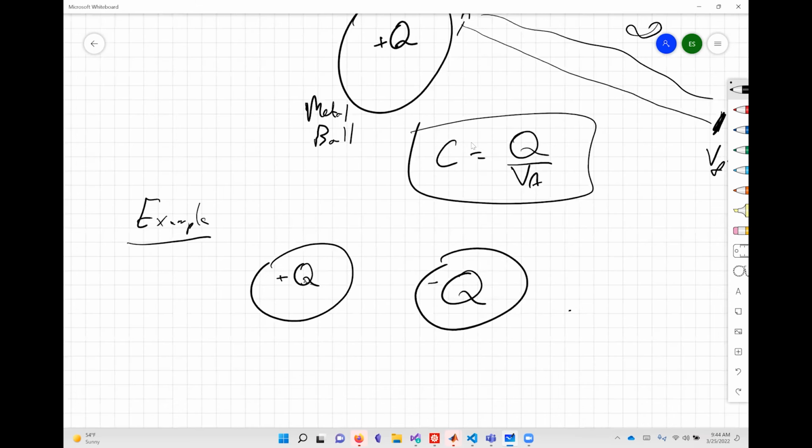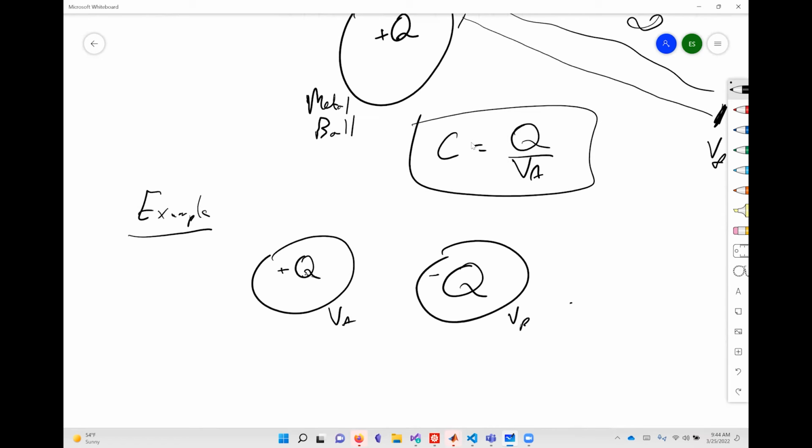Okay. And then you have VA and VB. What's the capacitance? It's going to be Q magnitude over VB minus VA magnitude. Capacitance has to always be positive, by the way. It doesn't make sense to have negative capacitance. You either have capacity or you don't.